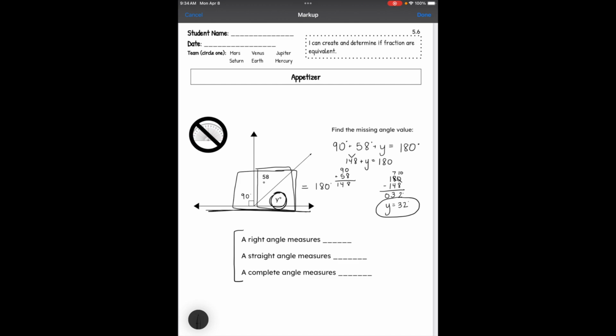Now for the bottom portion, we know that a right angle measures how many degrees? 90. A straight angle measures 180 degrees. And then I want you to think back to when we did the lesson about the turns. When we made a complete angle, a complete circle, how many degrees was that equal to? 360 degrees.